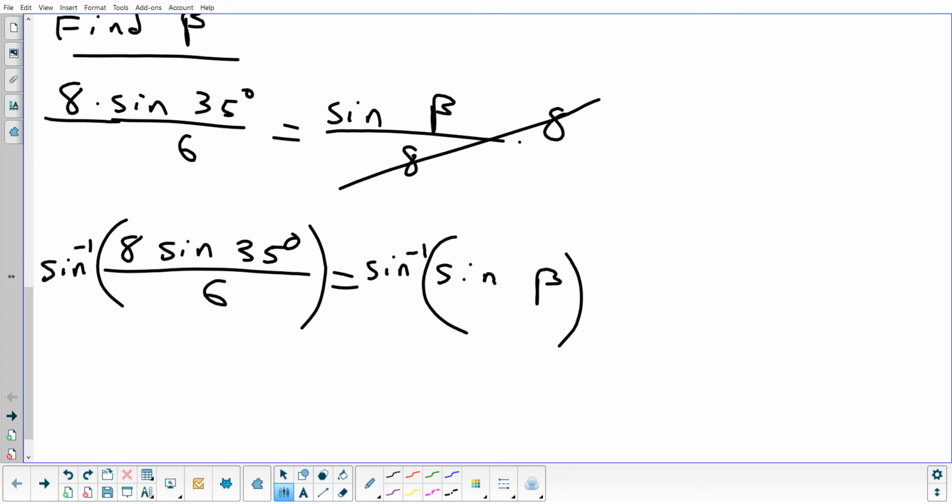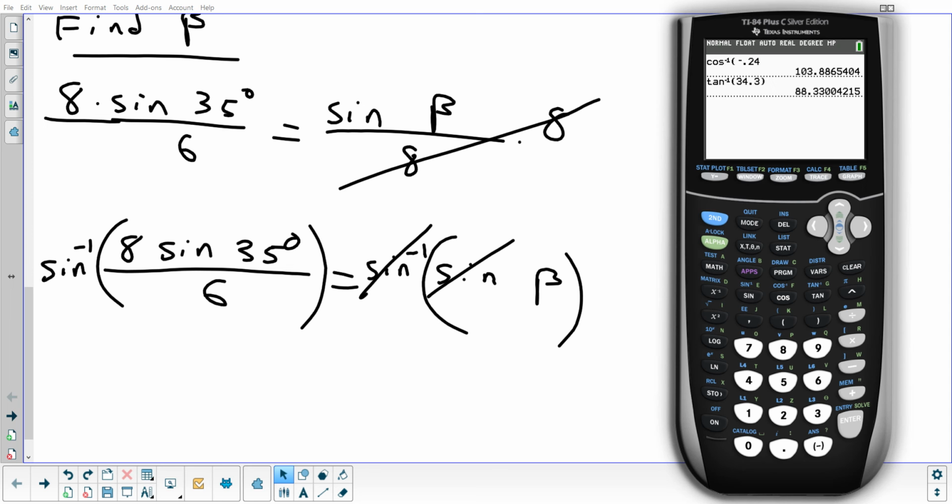Remember, there's no multiplying, those parentheses don't mean multiply at all. The only multiplication in this problem is 8 sine 35, that's it. So we're taking the inverse sine of what's on the right, that's gone. And now we have a calculation we do for beta. All right, so type that in just the way you see it.